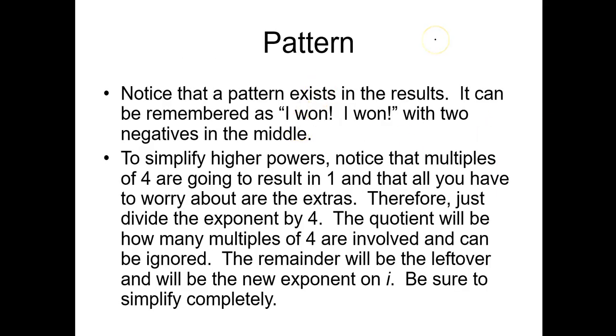Here's just repeating what I was just saying. I want two negatives in the middle. So you just break it down to powers of 4 first, and then see what's left over. For example, let's say you have to find i to the 22nd power. Figure out what that simplifies to.